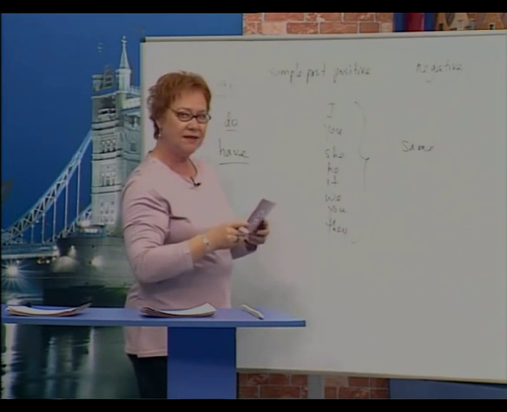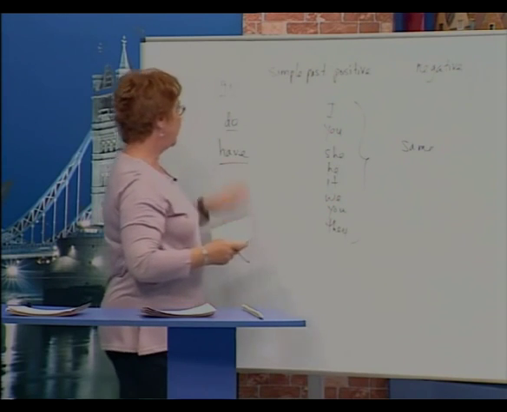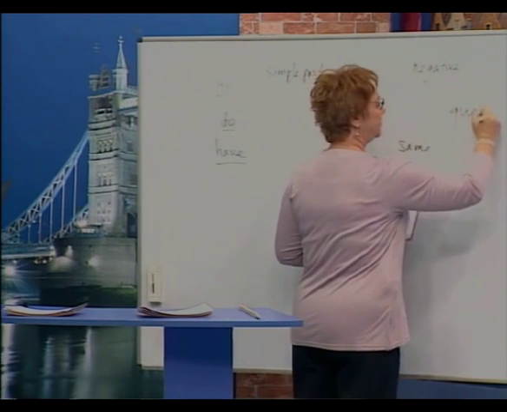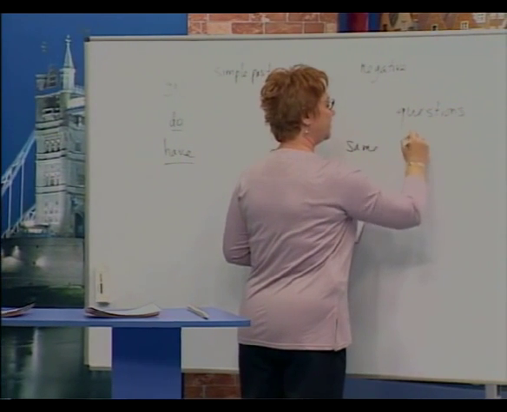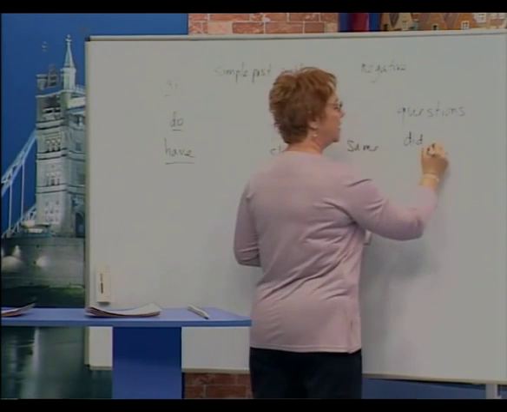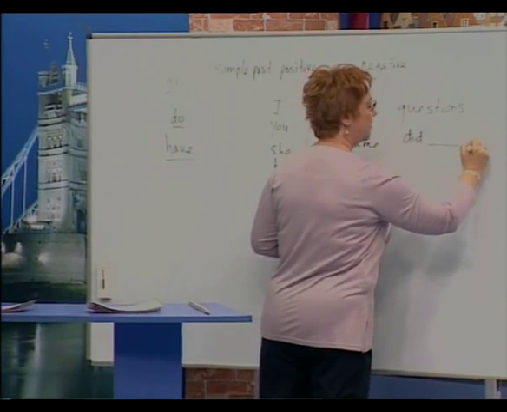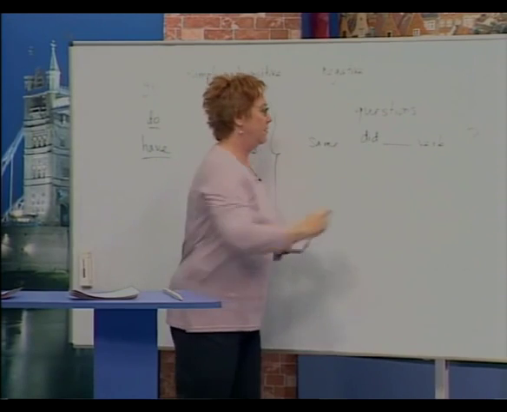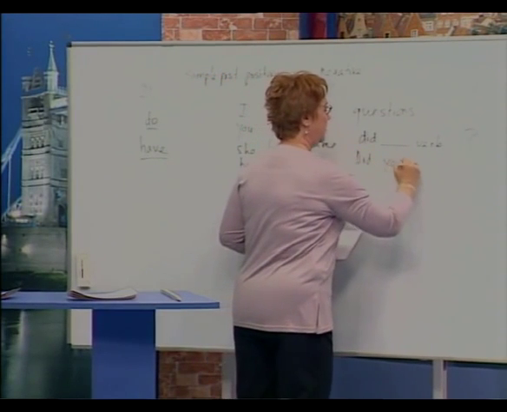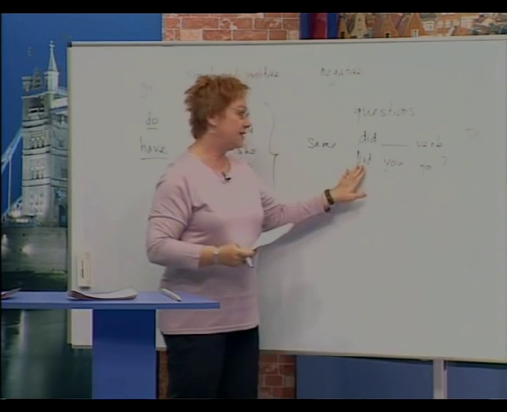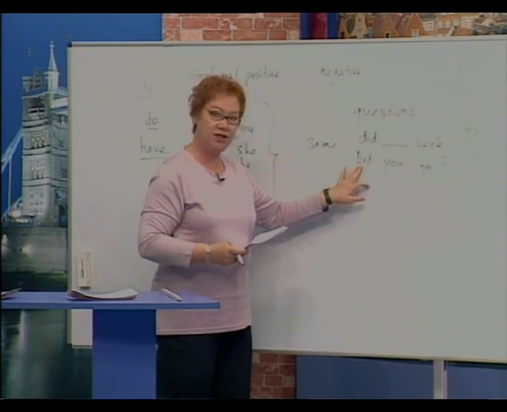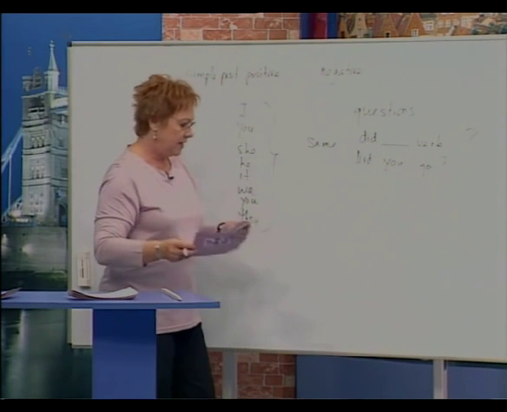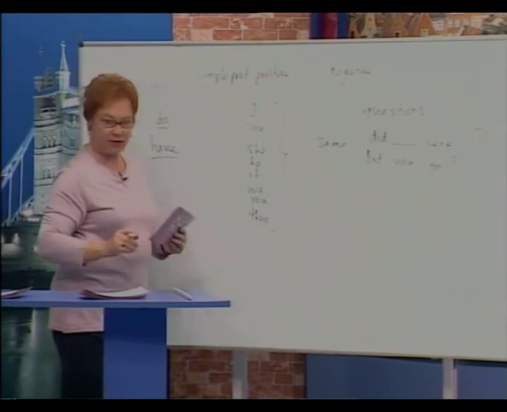Now, with questions, we use the helping verb, do, except we use did. So for questions, we use did. So for a yes-no question, did, subject, and then the verb for a question. So did, for example, did you go? Okay? This is the past. This one changes. This one is normal, always. Okay? So let's look at some examples for questions.